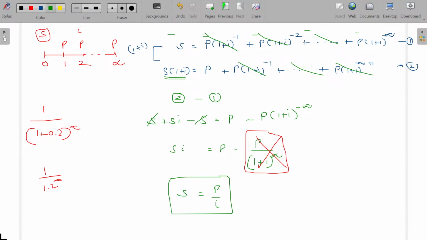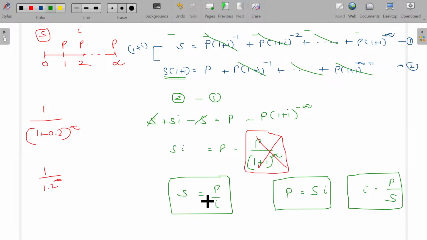Okay, no issues. 1/35th operation, it becomes 0. S is equal to P by I. Is that okay? What about the P, sir? P is equal to S into I. What about I, sir? I is equal to P divided by S. Very simple one. This is called perpetuity annuity.